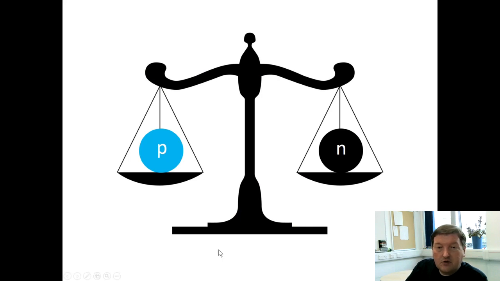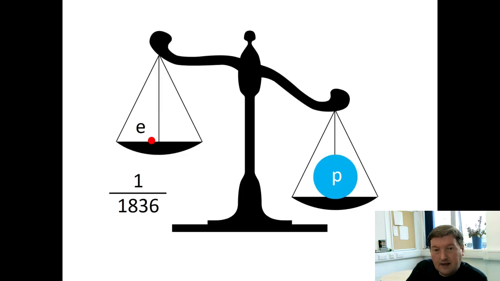And protons and neutrons have the same mass. Okay, so the mass of a proton is exactly the same as the mass of a neutron. But the mass of an electron is much lighter than the mass of a proton. So a proton is 1,836 times heavier than an electron.